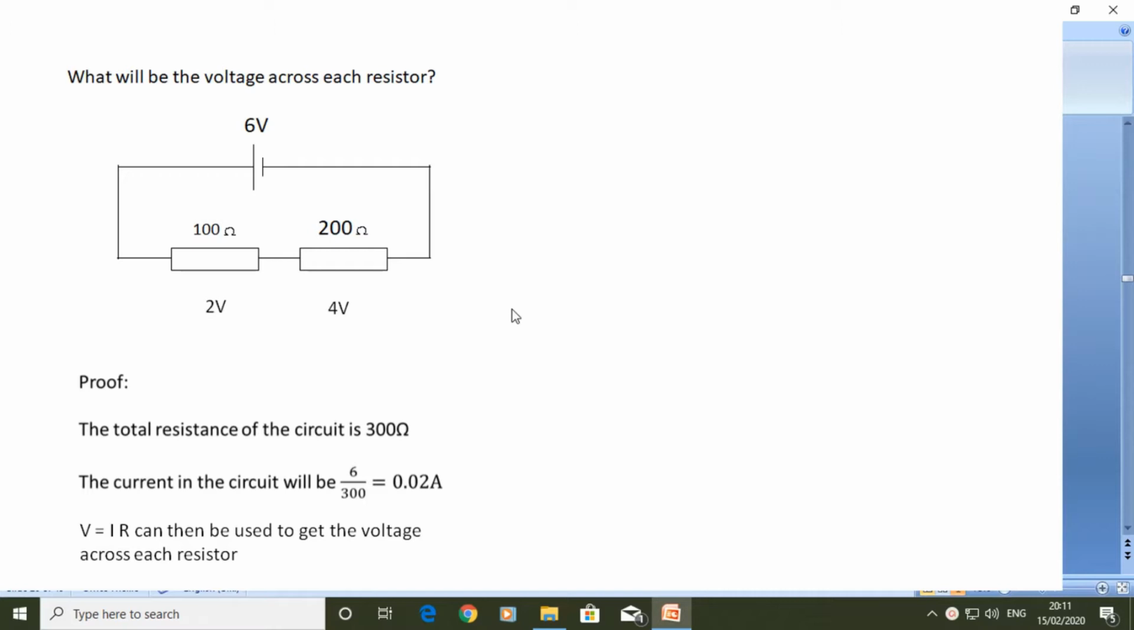Now, we can justify that. The total resistance of the circuit is 300 ohms, so the current is going to be 0.02 amps. So you can do V equals IR for each resistor, and you get 2 volts and 4 volts.